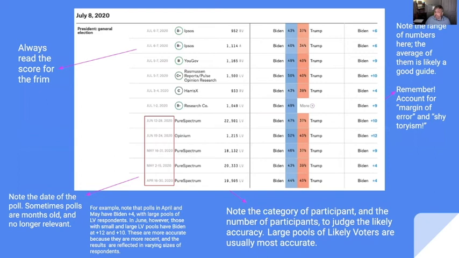Always note the date. When was the poll taken? When you're looking at the summary of the poll's findings, remember you have to take into account any margin of error, and you have to take into account shy Toryism. So the date, who was polled, how many were polled, how do they identify themselves, likely voters, adults, registered voters, by party. All of those factors go into understanding the accuracy of a poll.